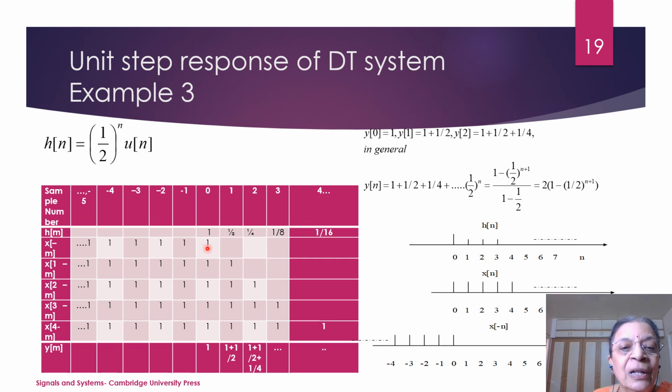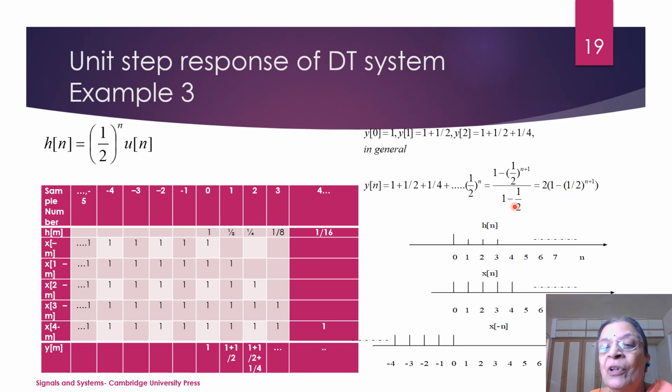Now I take un, I invert it, and I go on shifting. So at n equal to 0, only one sample overlaps. The value is equal to 1. Y0 is equal to 1. At y1, it is 1 plus 1 by 2, then 1 plus 1 by 2 plus 1 by 4, then 1 plus 1 by 2 plus 1 by 4 plus 1 by 8, and so on. So I can write yn in general as 1 plus half plus 1 by 4 plus etc., up to half raised to n. All these will be added up.